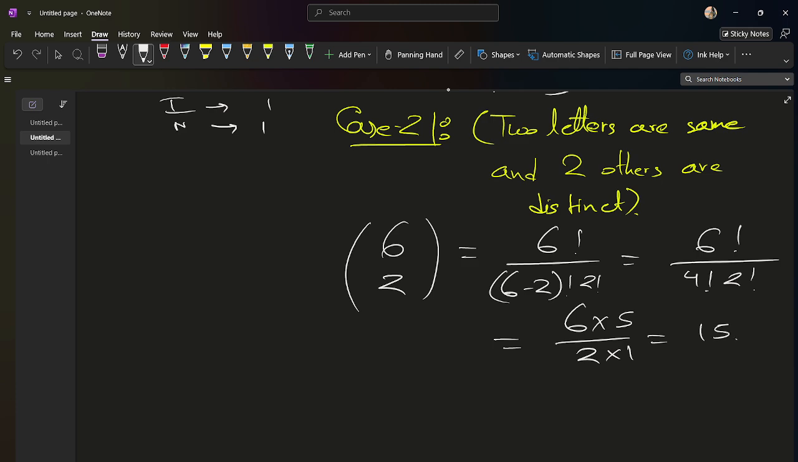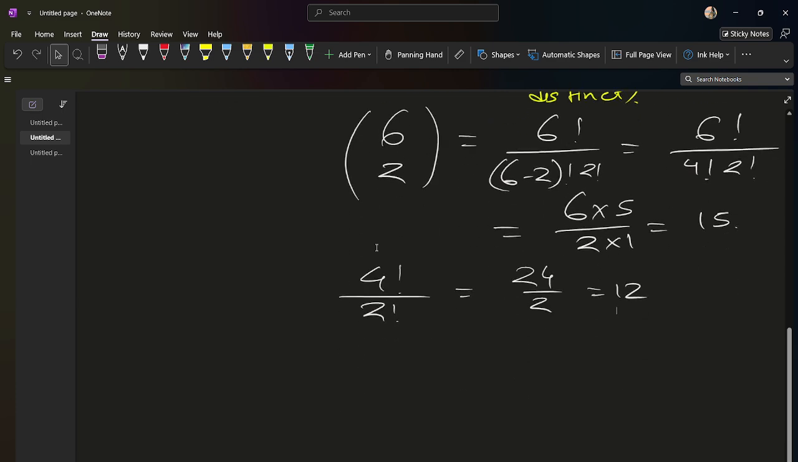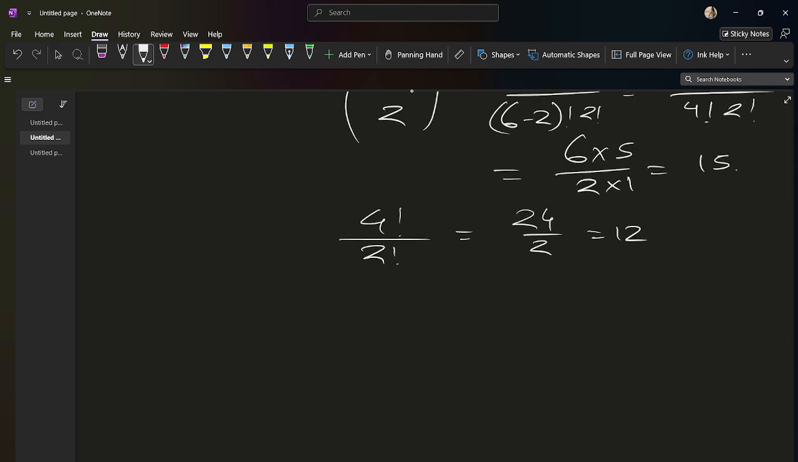Okay. So now arrangements with these four letters, since one letter is repeated twice and the others are distinct, the arrangements will be 4 factorial by 2 factorial. So that will be what? That will be 24 by 2, so that will be 12. So total arrangements in this case will be 15 into 12, so that will be 180, the total number of arrangements here for case 2.